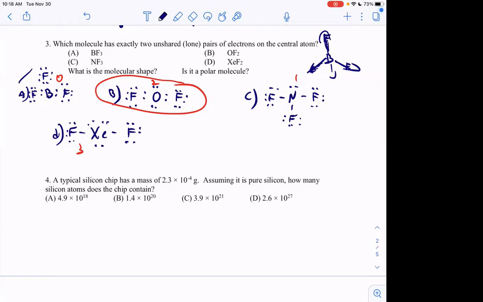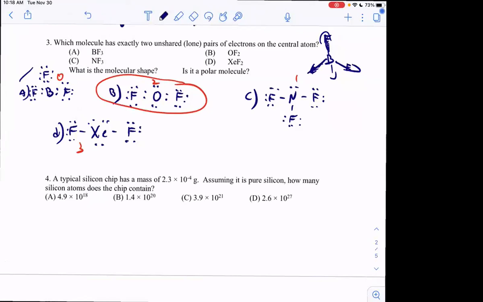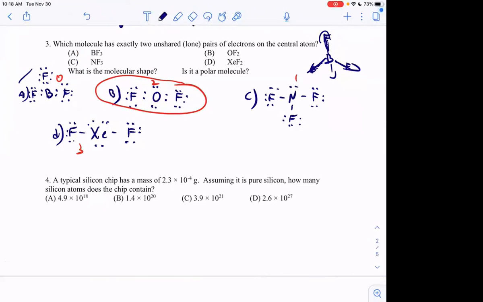How about B? Bent, right? Who said that? Carter, right? Carter's right. Bent, just like water, it's going to be bent. It's going to have those two lone electron pairs up top, pushing the fluorines down. Is that polar? Absolutely, right? So that's polar and bent.